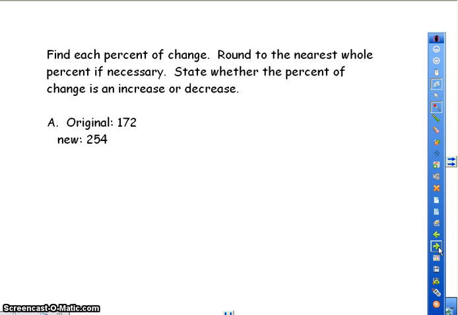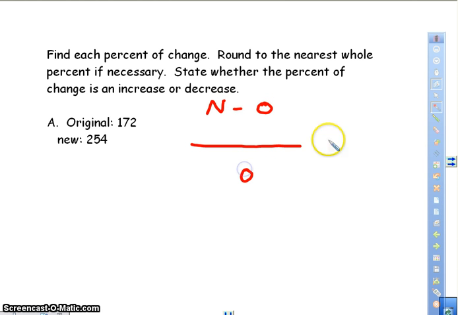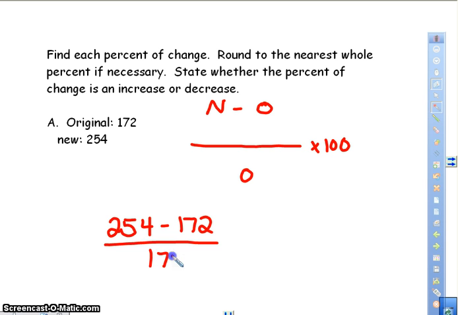Okay, now we're going to find each percent of change. Round to the nearest whole percent if necessary, and state whether the percent of change is an increase or a decrease. Okay, so percent of change is new minus old divided by old. Then we're going to multiply it by 100. So I have 254 minus 172, and I'm going to divide that by 172.